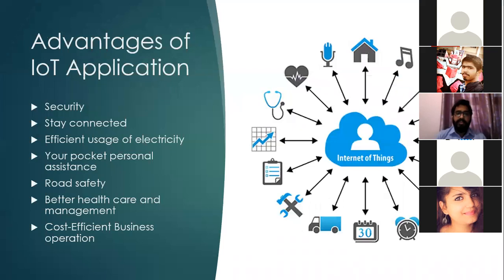Now, the advantages of application. What are the main advantages of all these IoT products? The first is security, then staying connected, efficient use of electricity, pocket personal assistant, road safety, better healthcare and management, cost efficient business operation. So all those are the advantages. That's why we are using different IoT products. The advantages vary from product to product, according to the application, right? So all these are the advantages.